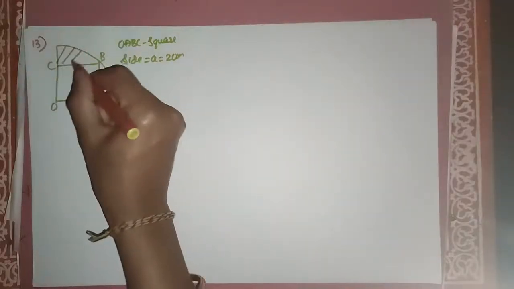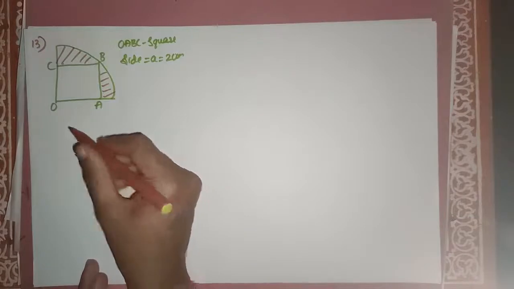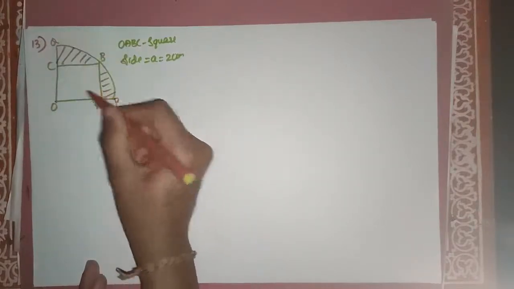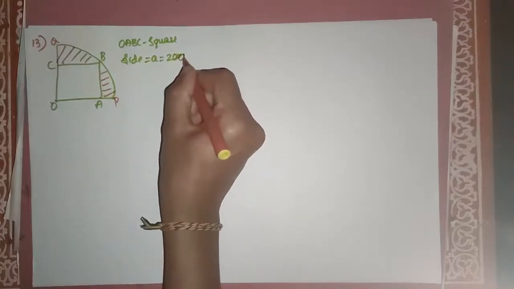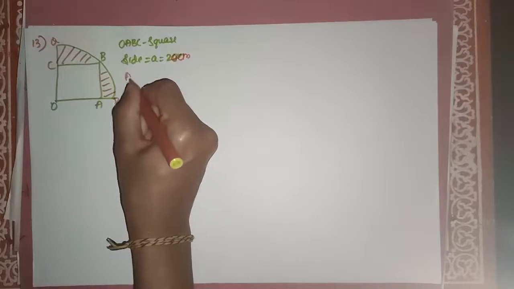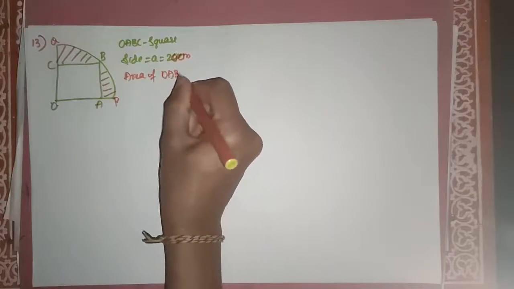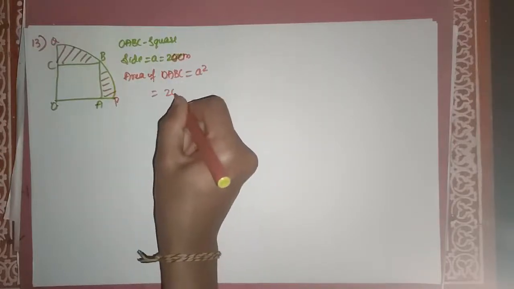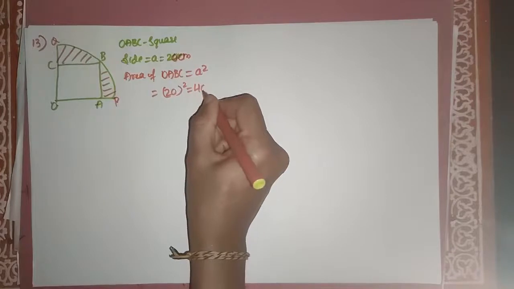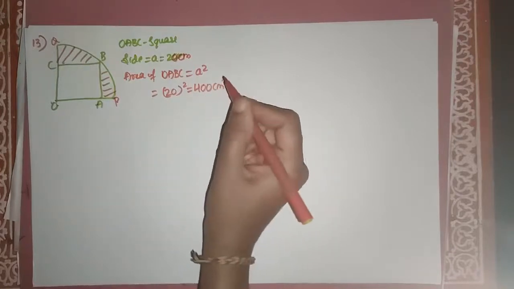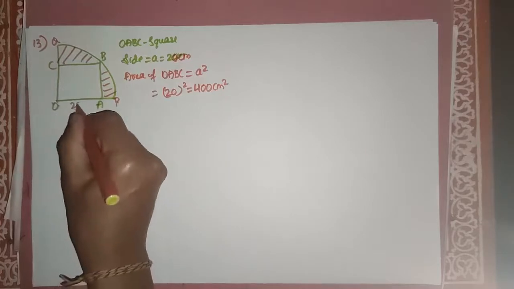Here we need to find out the area of the shaded region. Here also we have a quadrant, OQP. In the area of the quadrant, we need to remove the area of the square. The side is 20 centimeter. We can easily find the area of square OABC. A square is 20 square, which equals 400 centimeter square.